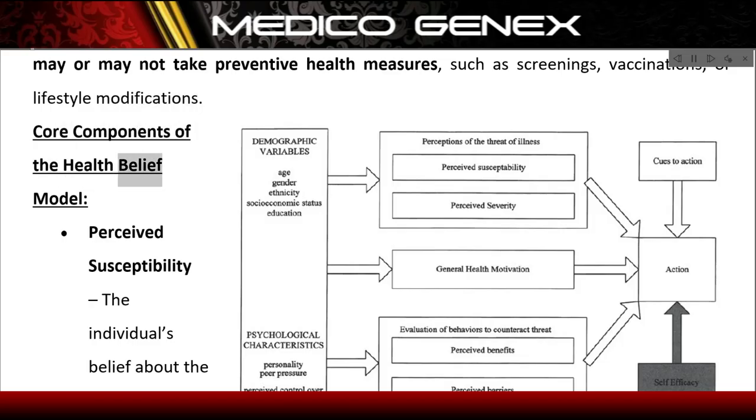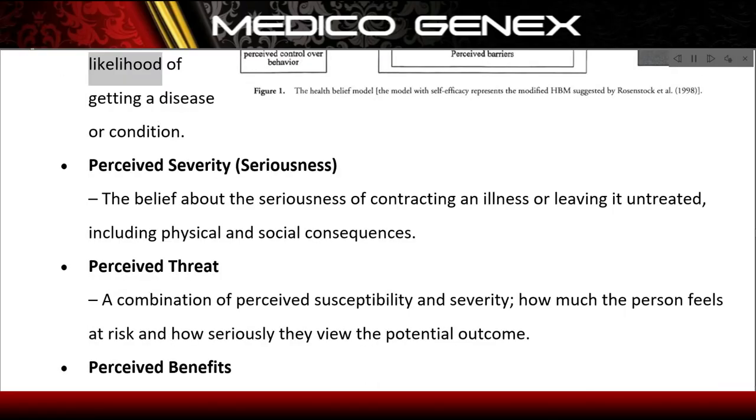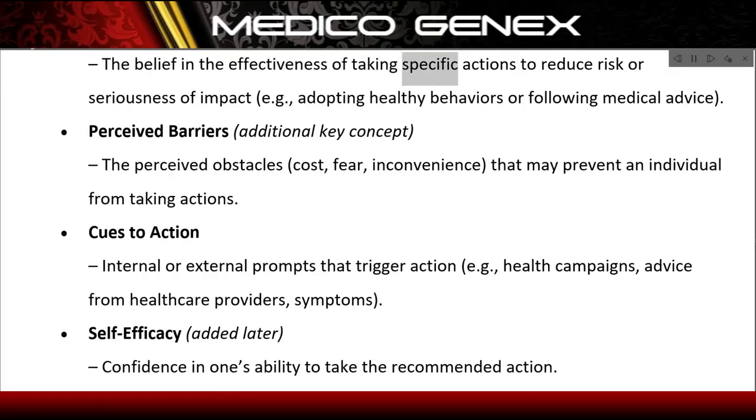Core components of the Health Belief Model. Perceived susceptibility: the individual's belief about the likelihood of getting a disease or condition. Perceived severity, or seriousness: the belief about the seriousness of contracting an illness or leaving it untreated, including physical and social consequences. Perceived threat: a combination of perceived susceptibility and severity, how much the person feels at risk and how seriously they view the potential outcome. Perceived benefits: the belief in the effectiveness of taking specific actions to reduce risk or seriousness of impact, for example adopting healthy behaviors or following medical advice.